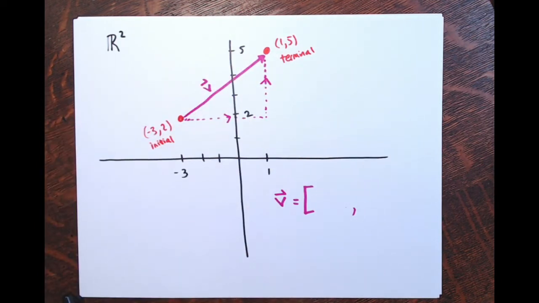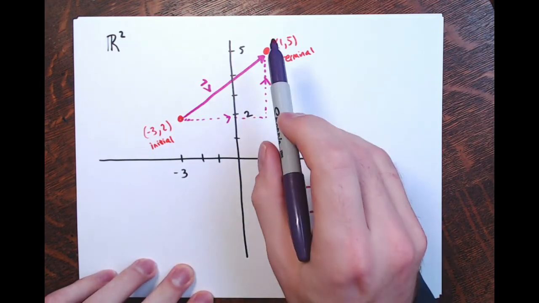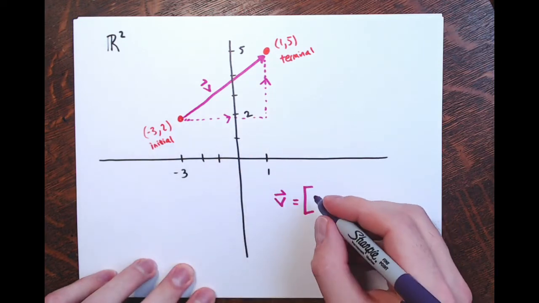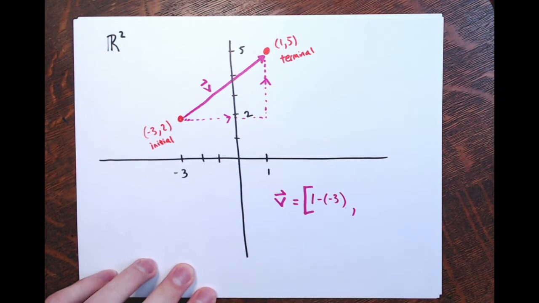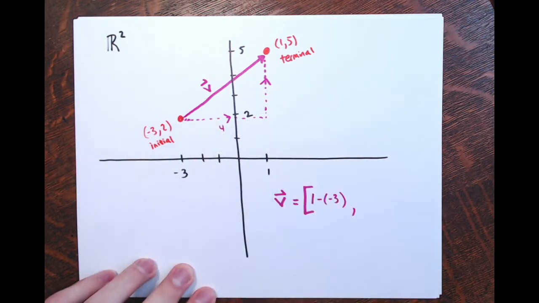As I said, it's very easy to figure out these components. Just take terminal minus initial. So for the first component, what's the x1 coordinate of the terminal point minus the x1 coordinate of the initial point? 1 minus negative 3, which would be 4, right? This is 4 units right. I went from negative 3 to positive 1. That's a change of positive 4.